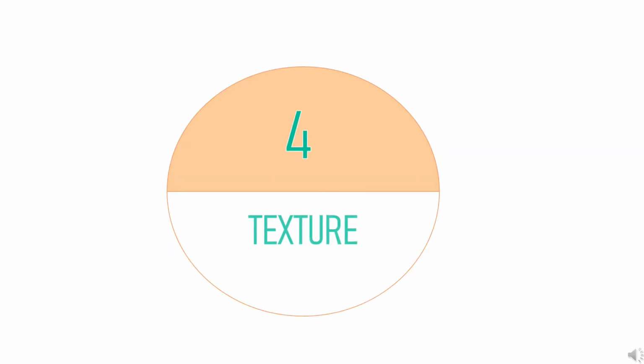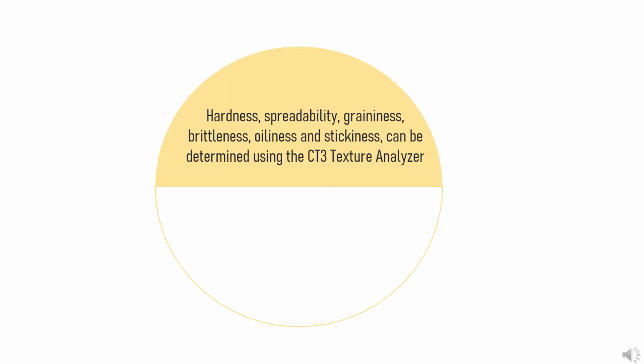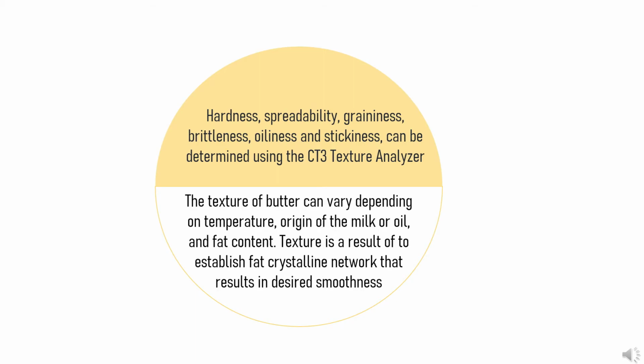And then, we will move to the texture. The textural properties of butter, such as hardness, spreadability, graininess, brittleness, oiliness, and stickiness, can be determined using a CT3 texture analyzer. The texture of butter can vary depending on the temperature, origin of the milk or oil, and the fat content. Texture is a result of the established fat crystalline network that results in desired smoothness.